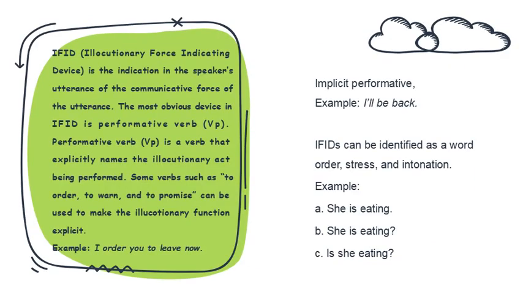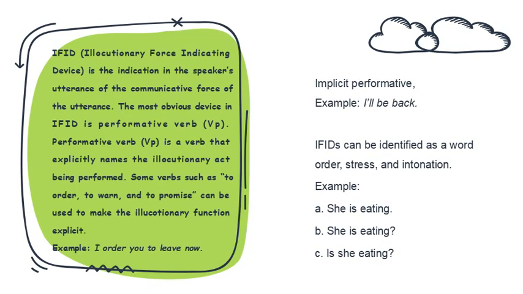Let's move on to this. Illocutionary force indicating device. It is the indication in the speaker's utterance of the communicative force of the utterance. The most obvious device in this is performative verb. It is a verb that explicitly names the illocutionary act being performed. Some verbs, such as to order, to warn, and to promise, can be used to make the illocutionary function explicit. For example, I order you to leave now.